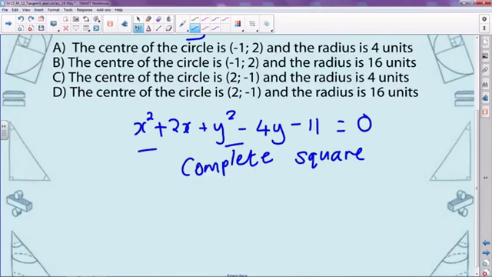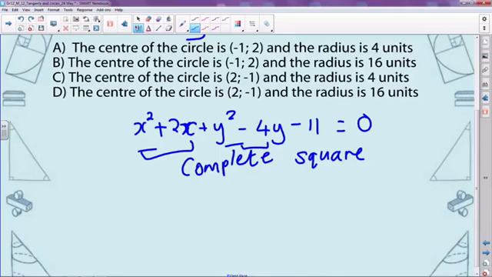Okay, so while it might look a little bit tricky to work with these because it's two variables, what do we do? Well, we're going to do each one separately. So we'll complete the square for the x part of the equation, complete the square for the y part of the equation, and then we'll simplify it all together.